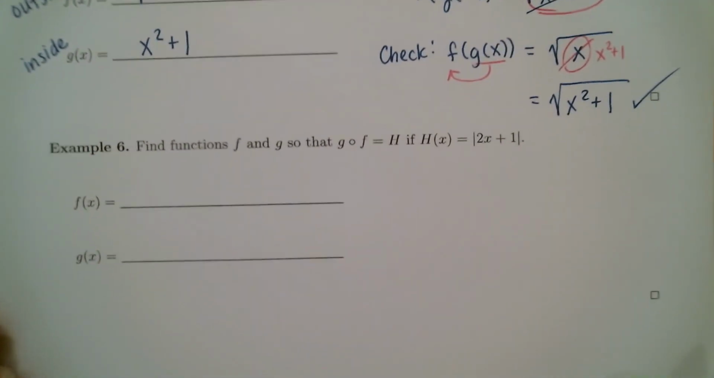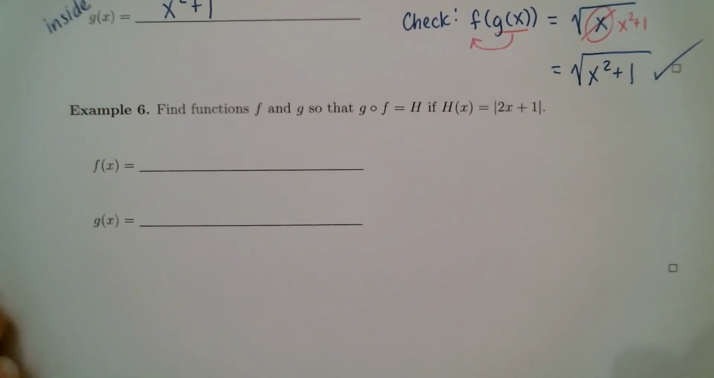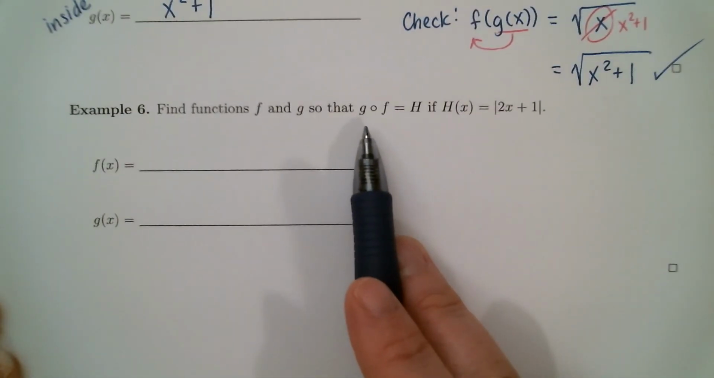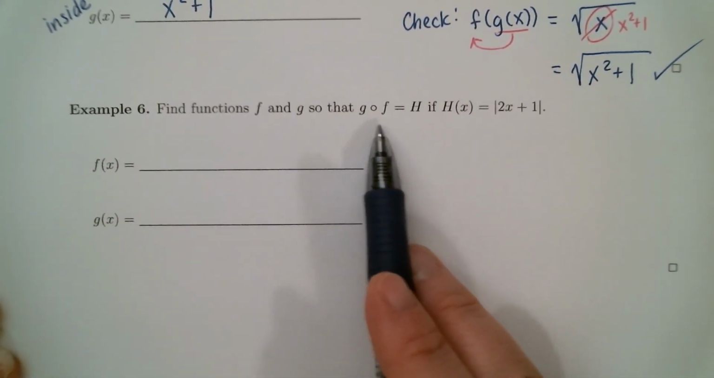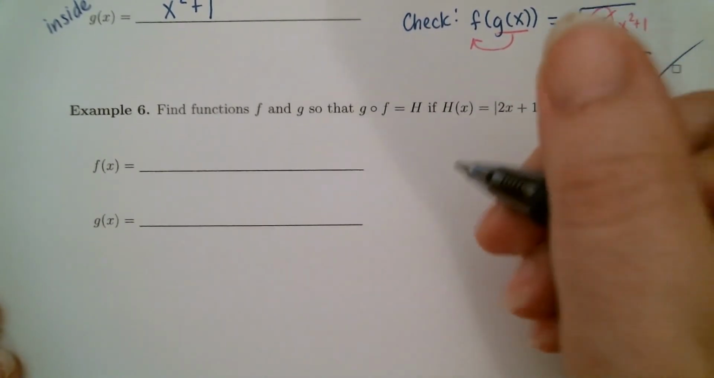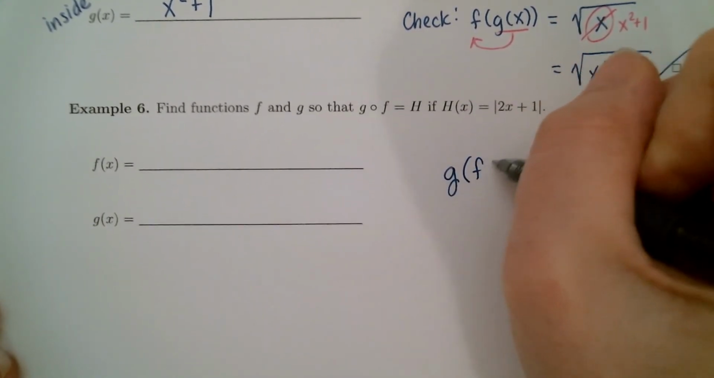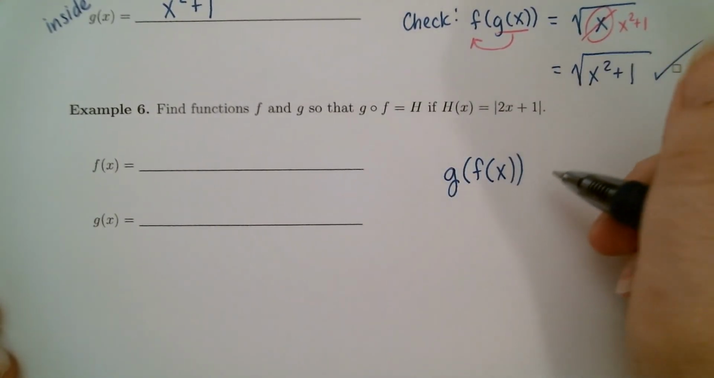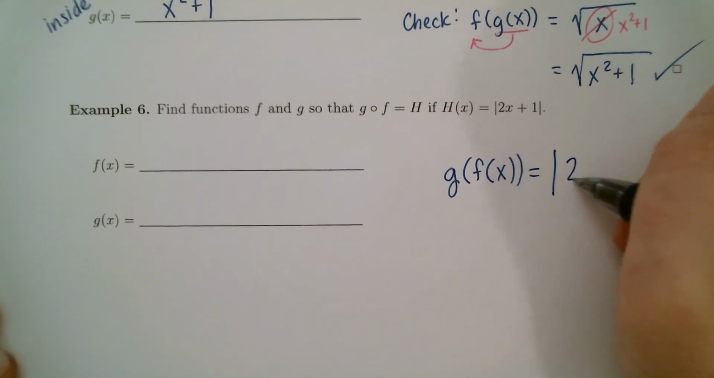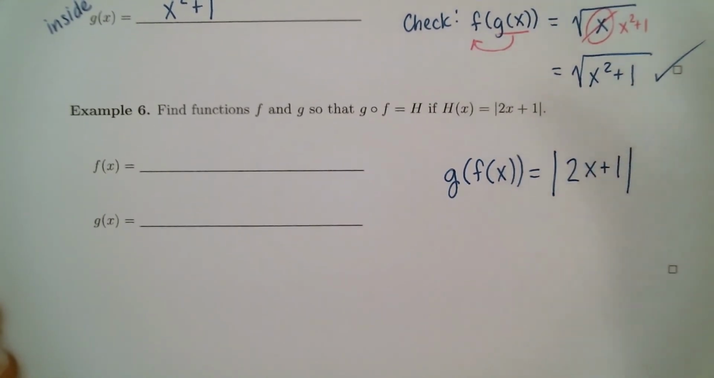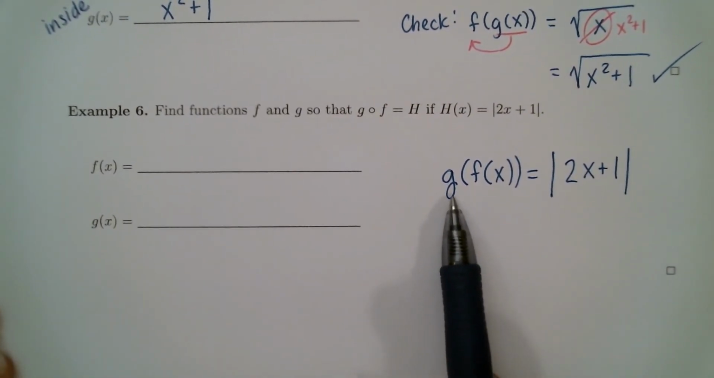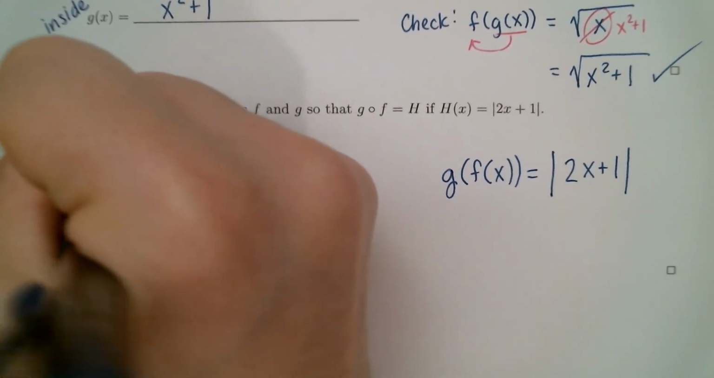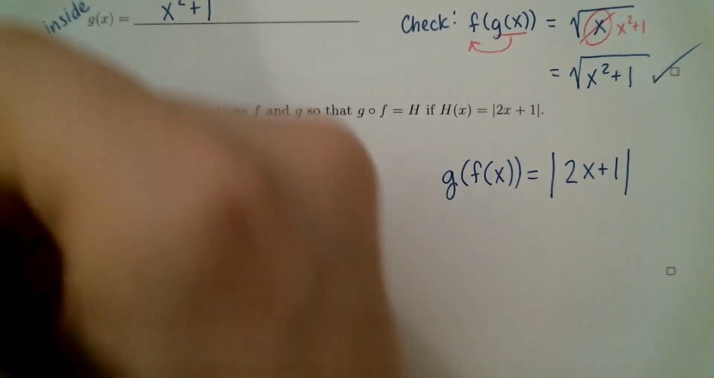All right, so let's try example 6. Same kind of problem, different composite function. Also notice the order is different here. We're trying to find g of f. That's important. So let's write this down. We're trying to find g of f of x, which is the h function, which is equivalent to this. So g of f of x is equal to the absolute value of 2x plus 1. Notice if we're doing this, g is now our outside function. So I'm going to go ahead and label that. f is on the inside.